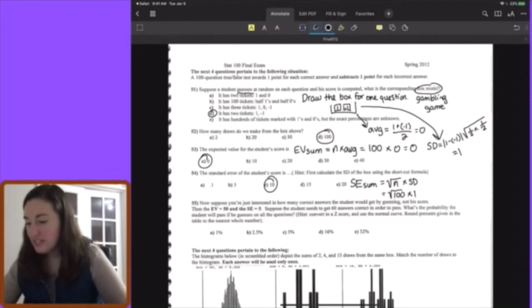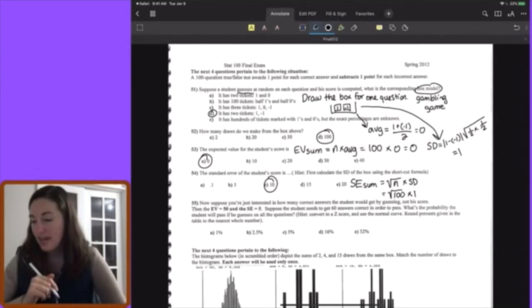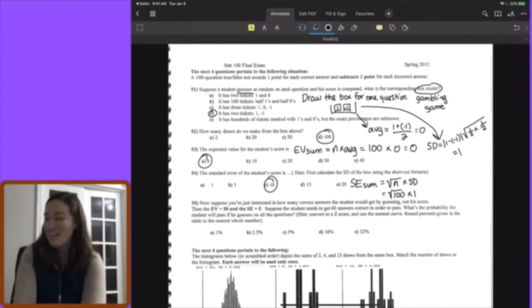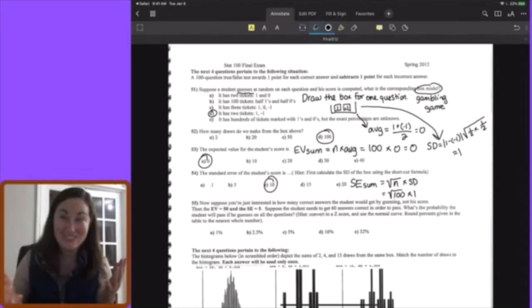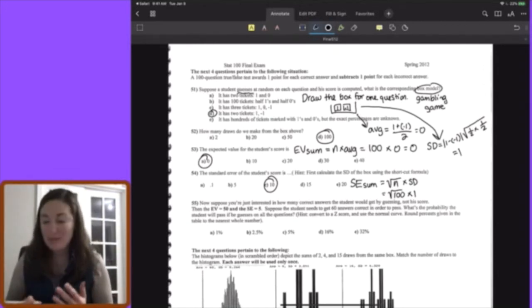And 55 says, now suppose you're interested in how many correct answers you'd get by guessing, not the score. Okay, so then the expected value would be 50, right? And it gives us the standard error. It says, suppose a student needs to get 60 questions correct in order to pass. So that's the same case with our final. If you get 60 questions correct, you get a D minus, so you technically pass. What's the probability that this will happen?